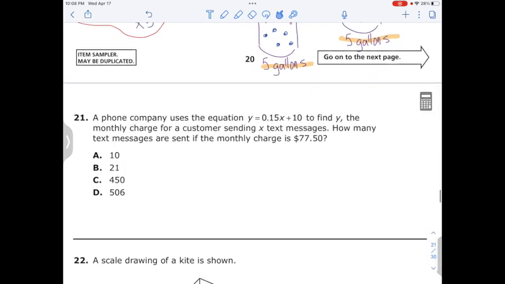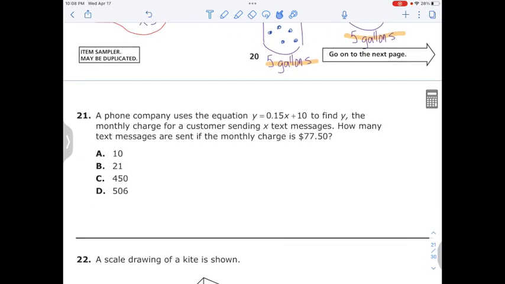Number 21. Phone companies don't work this way anymore. This is an old question, and I'm excited to see when they change this one. They used to charge customers a monthly charge by figuring out how many text messages somebody sent. So if you sent a lot of text messages, you'd have a really big bill, and if you sent just a little bit of messages, you'd have a smaller bill.